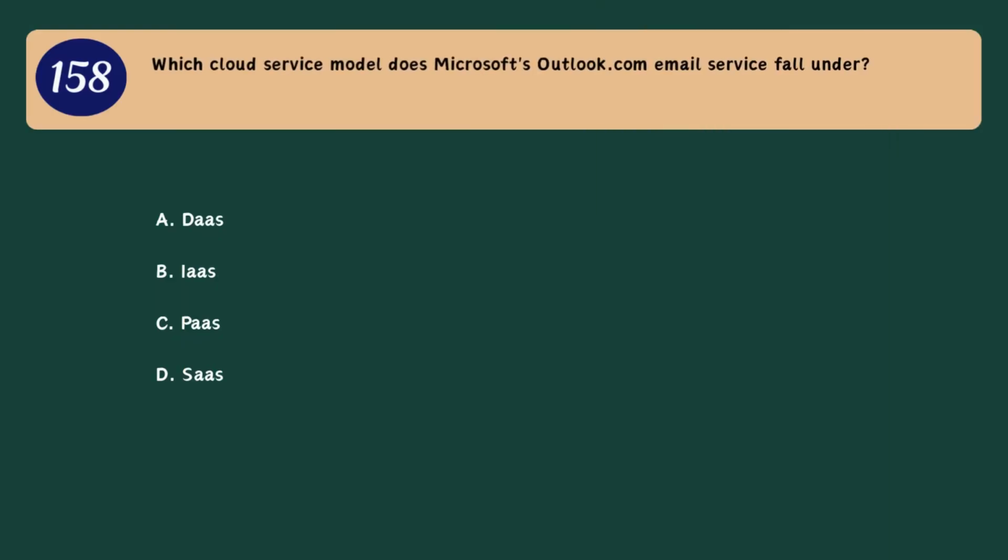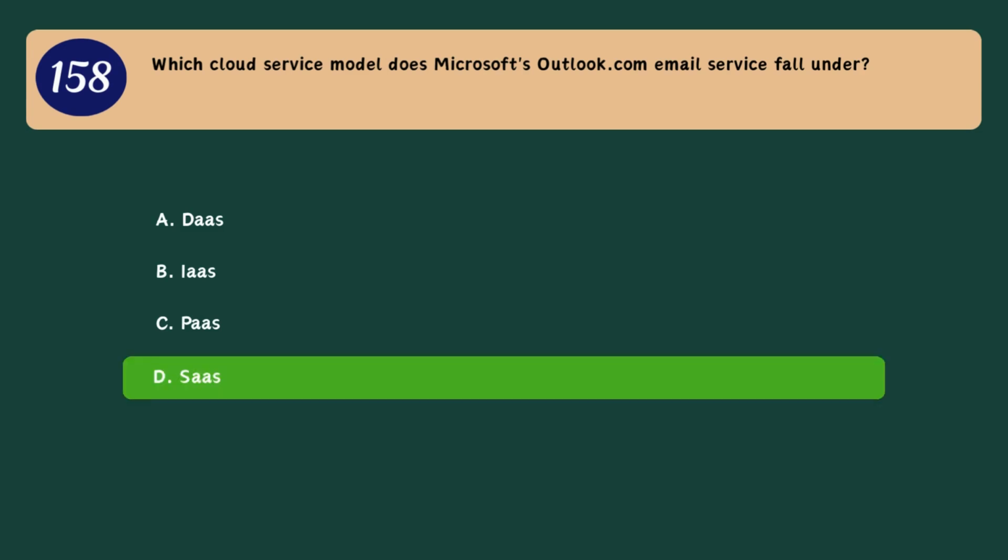Question 158. Which cloud service model does Microsoft's Outlook.com email service fall under? A. DaaS. B. IaaS. C. PaaS. D. SaaS. Correct answer: D. SaaS.